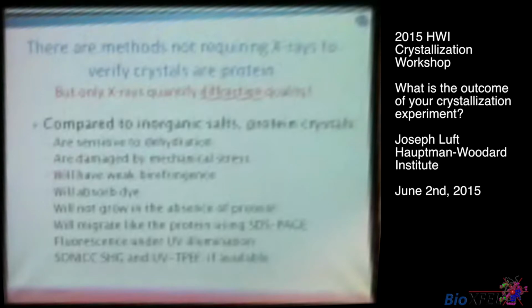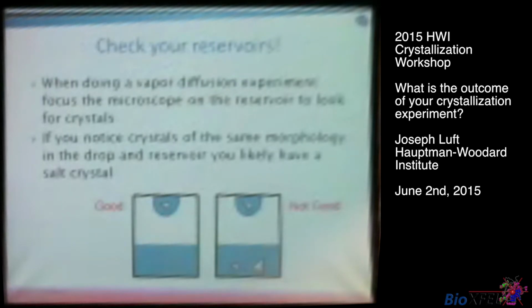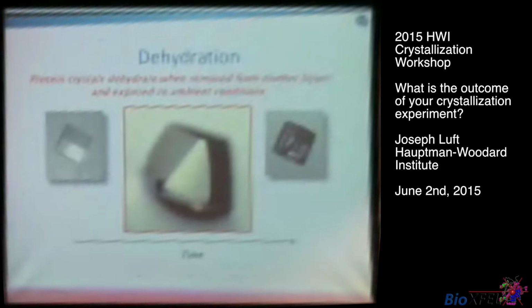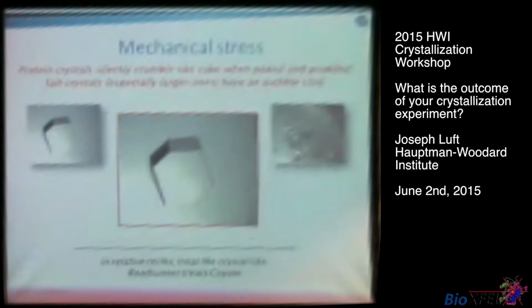I'm just going to quickly go through some ways that you can distinguish inorganic salt crystals from protein crystals if you don't have X-rays available. I'm going to go through these, so I'm not going to read them off the slide. First, if you're setting up vapor diffusion experiments and you see these beautiful crystals in your drop, check your reservoir, because if you see the same crystals growing in the reservoir, you have reason not to be excited about what you saw in the drop. It's a salt crystal. Dehydration: if you take your crystal out of the solution and leave it sitting exposed to air under a microscope, you're going to see that it very rapidly loses water and starts to crack and crumble right in front of your eyes, so you can identify it as a protein crystal.